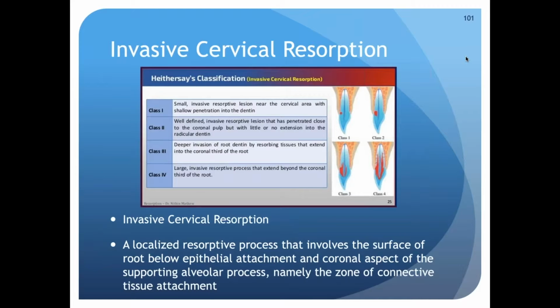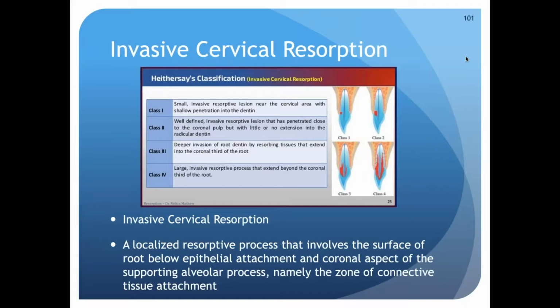Next, we have our invasive cervical resorption, and I'm seeing more and more of this as I know what to look for. So Heithersay has this classification for it. This tooth is often going to remain vital. There's usually some kind of break, again, in the PDL and the cementum that allows the osteoclast to invade, essentially, and start resorbing the tooth around the pulp. So you can see in those photos, the pulp is spared.